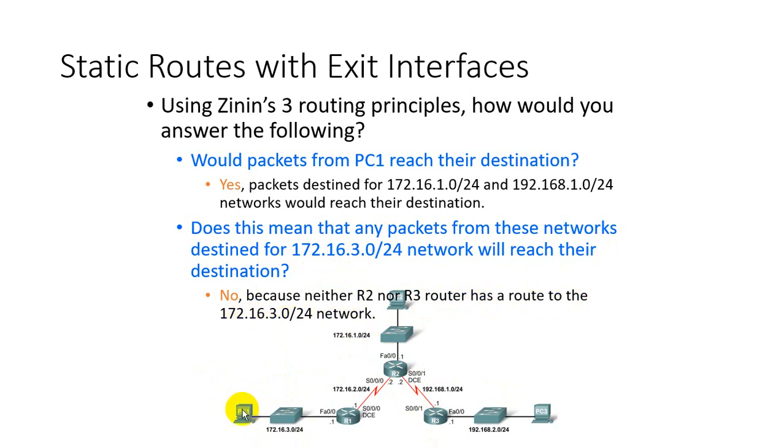172.16.3.0/24. For example, if this PC pings from here to here, then it will obviously reach this network, but it does not guarantee that the same path will be followed, because neither R2 nor R3 has a route to the 172.16.3.0/24 network. So we need to add a route in these routers as well, so that they can reach this remote network, which is the remote network for this router.